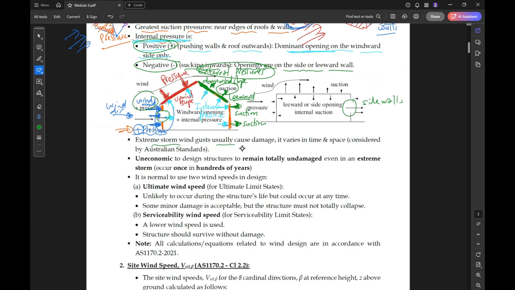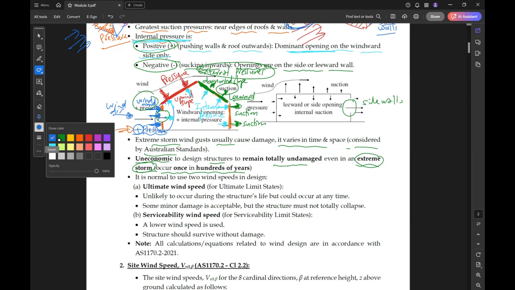Extreme storm wind gusts usually cause damage, and the extreme storm is also considered in the Australian standard. It is uneconomic to design the structure to remain totally undamaged even in an extreme storm, because the extreme storm rarely happens. So you cannot design only for this rare situation. In some cases, we may allow for some damage based on the severity of the extreme wind or the extreme storm.